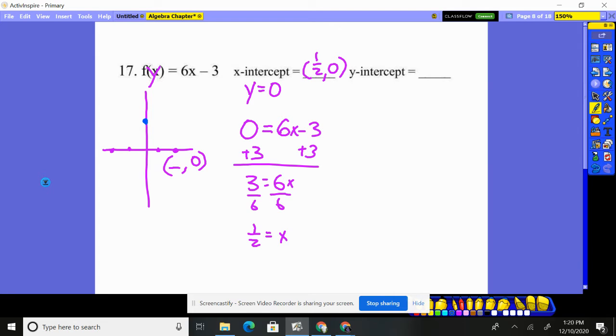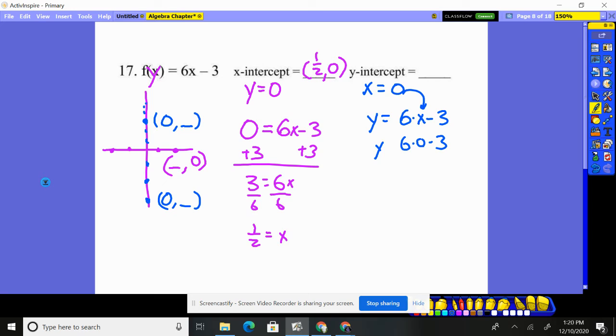Now, what about the y-intercept? Well, where's it cross here or here or here or here or here? Well, no matter what, you've gone over none and up something or over none and down something. If you're on any of these spots, your x value is 0. So we know the x value for the y-intercept is 0. So we take the equation, which is y equals 6 times x minus 3, and we plug 0 into that x. So y is equal to 6 times 0, which is 0, minus 3, negative 3. So the y-intercept is x is 0, y is negative 3.